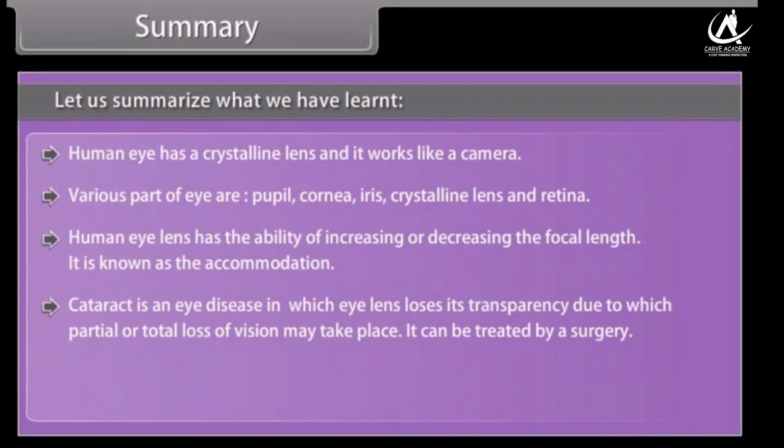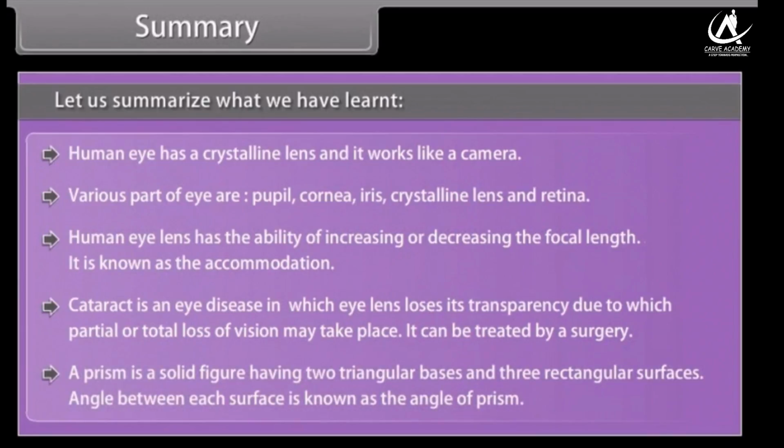Cataract is an eye disease in which the eye lens loses its transparency, due to which partial or total loss of vision may take place. It can be treated by surgery. A prism is a solid figure having two triangular bases and three rectangular surfaces. Angle between each surface is known as the angle of prism.